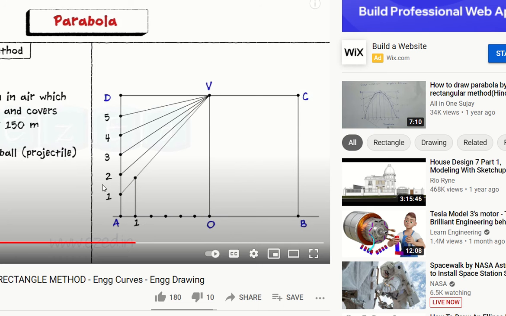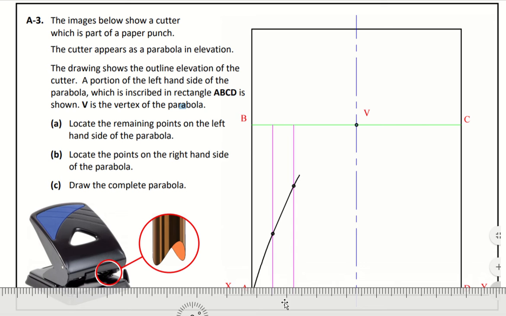Let's look here. On the left-hand side, they divide it up into a number of equal parts and then link those back to the vertex. So there's 1, 2, 3, 4, 5 parts here, and 1, 2, 3, 4, 5 parts here. Let's go back to our question. We can see that this is divided into the same number of parts as this side here.